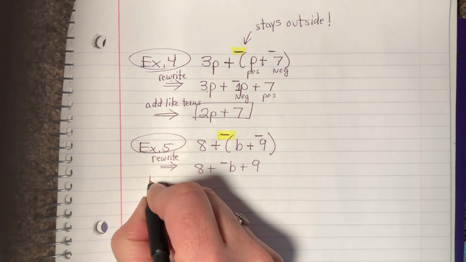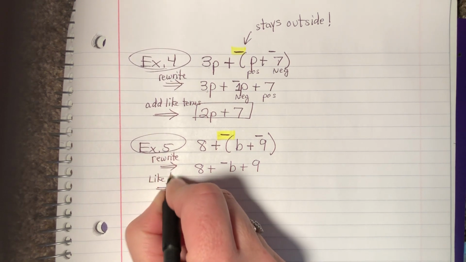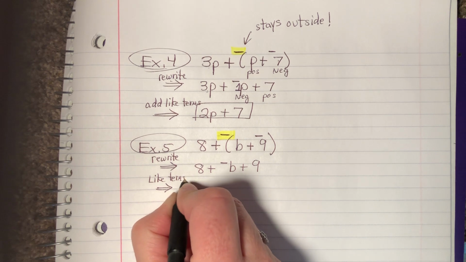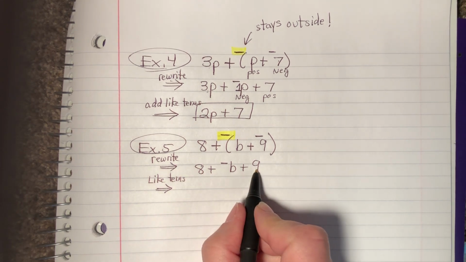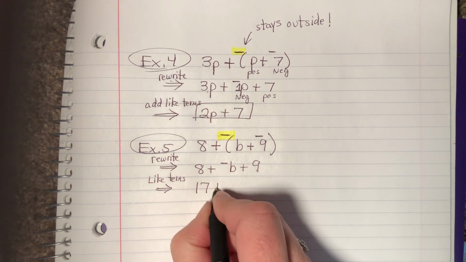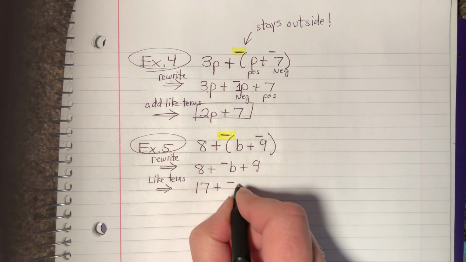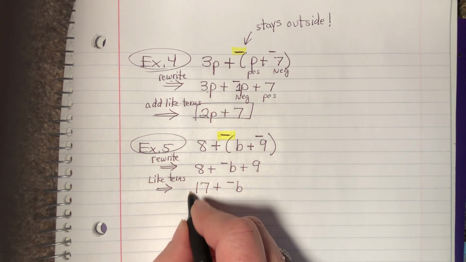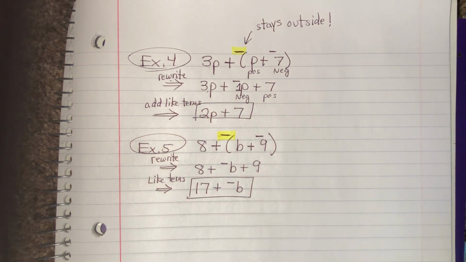Like terms. The 8 and the 9 can add to each other. So that's going to be 17. The b term can't add with anything else because there's no other b term. And that is the end. All right, I think that should do it.